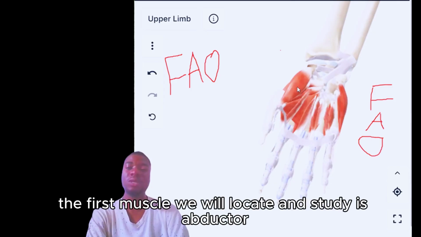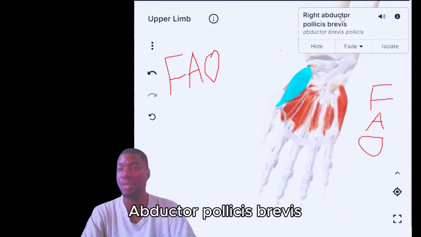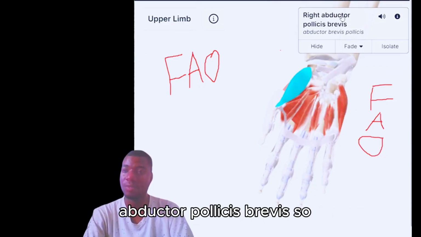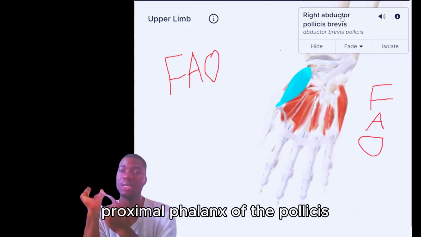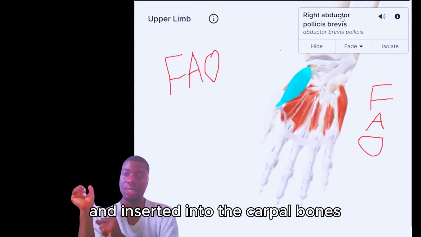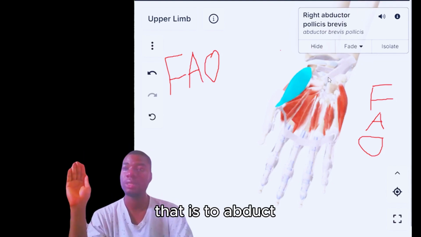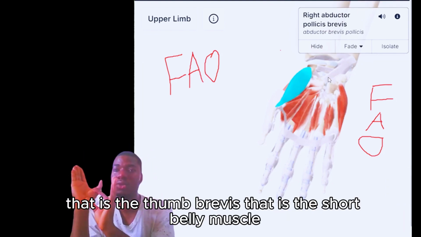Okay, so the first muscle we will locate and study is abductor pollicis brevis. So we have seen the abductor pollicis longus. Now here is the brevis, abductor pollicis brevis. So you see that it is located at the base of the proximal phalanx of the pollicis and inserted into the carpal bones on the lateral aspect. So this is abductor, that is to abduct. This is abduction. Pollicis, that is the thumb. Brevis, that's the short belly muscle, that is A.